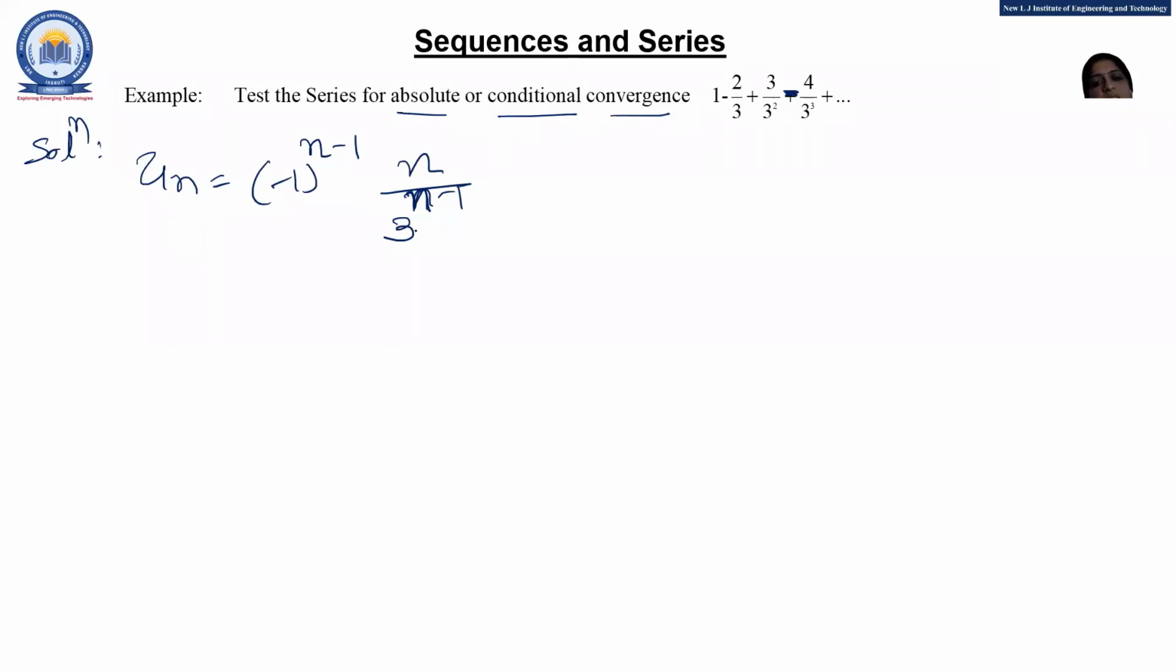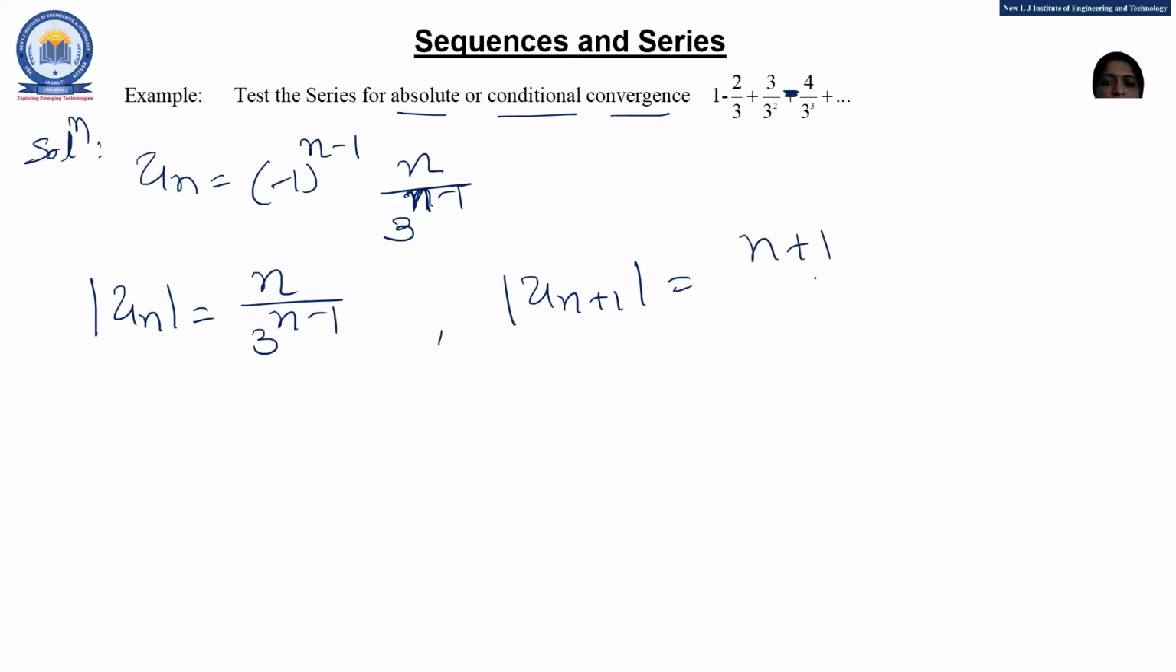Now, again, in this case, our series has power n, right? So I am going to apply the ratio test here also, for mod un. So what is my mod un? My mod un is just n upon 3 raised to n minus 1. See, minus 1 raised to n minus 1 is just for the plus or minus sign. Now, what is mod un plus 1? That is n plus 1 upon 3 raised to n plus 1 minus 1. This will cancel. So, n plus 1 upon 3 raised to n.